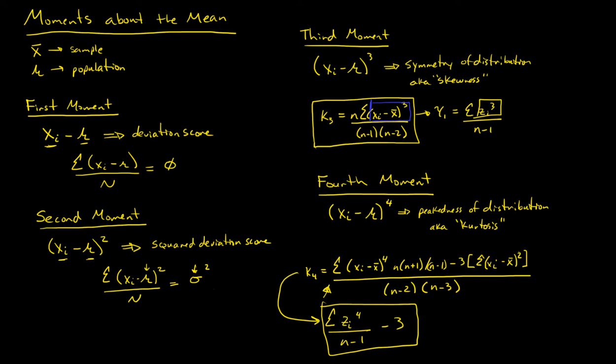First moment, again to recap, was taking the raw score minus the mean. We call it a deviation score. Second moment, raw score minus the mean squared. That's our squared deviation score. If we sum those and divide by n, that gives us the variance. And then the third moment about the mean is cubing those deviation scores, and that's our skewness. The fourth moment about the mean is taking the deviation score to the fourth power, and that was our peakiness of the distribution. So this is going to give us a foundational base from which to jump into the correlation coefficient.